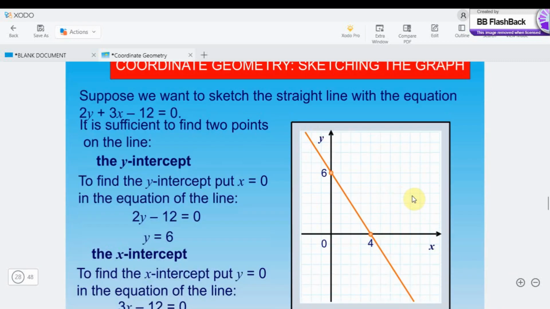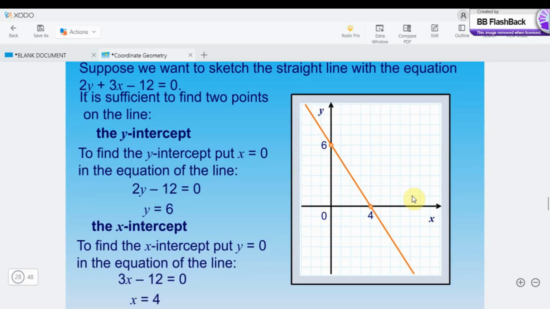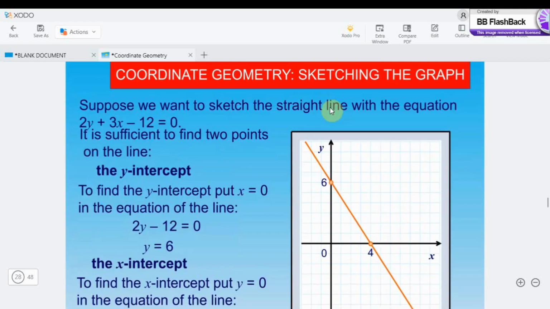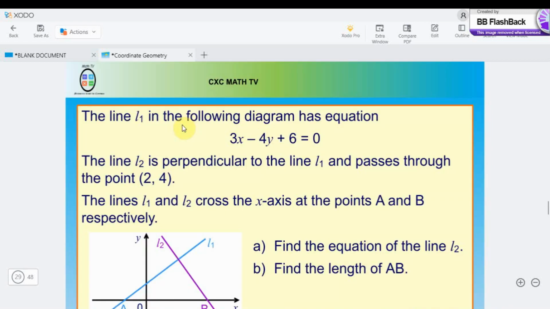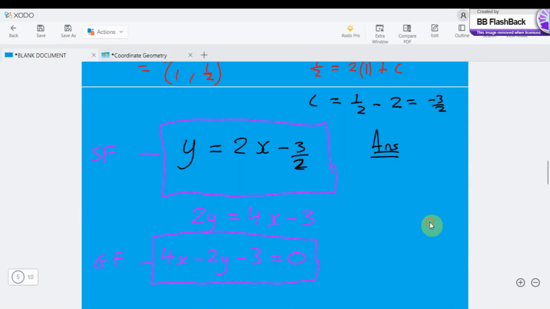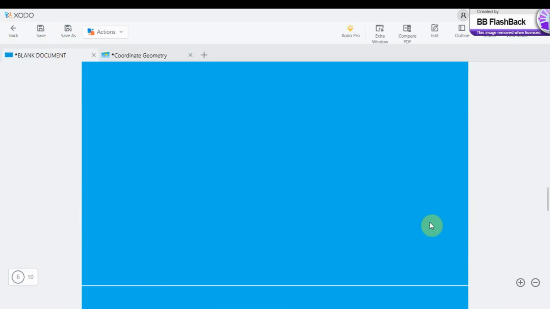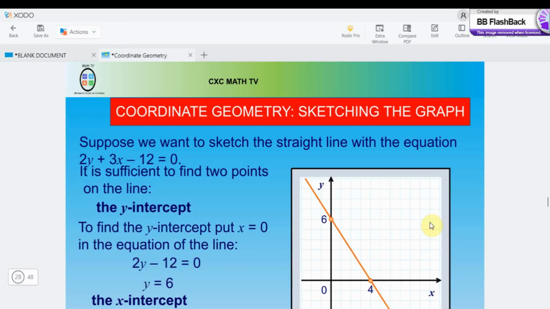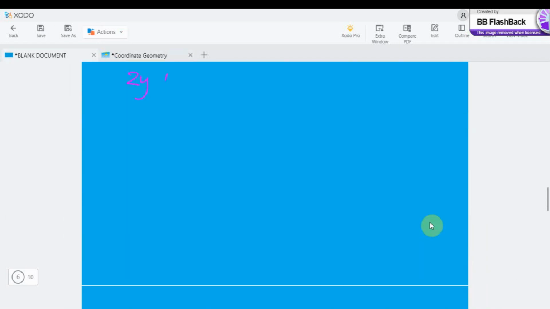Alright, now sometimes you're going to have to learn how to sketch the graph. So suppose we want to sketch the straight line with equation 2y plus 3x minus 12 equal to 0. We're going to learn how to sketch a graph now. Now, we're going to do a couple. Now let's do this one right here. So let me write it down because it looks messy around there. So it is 2y plus 3x minus 12 equal to 0.